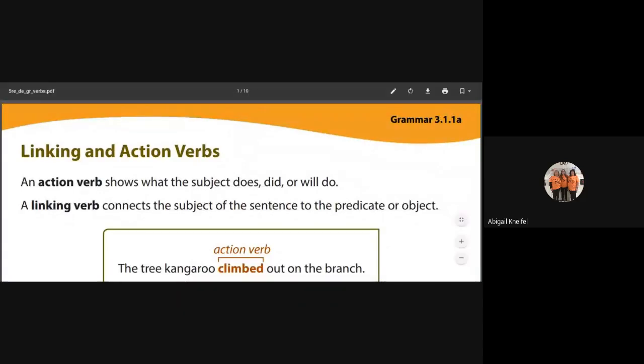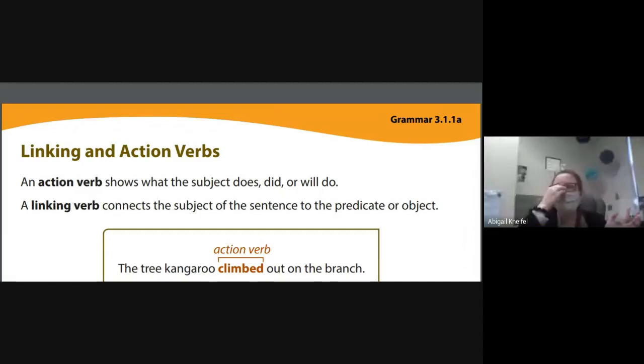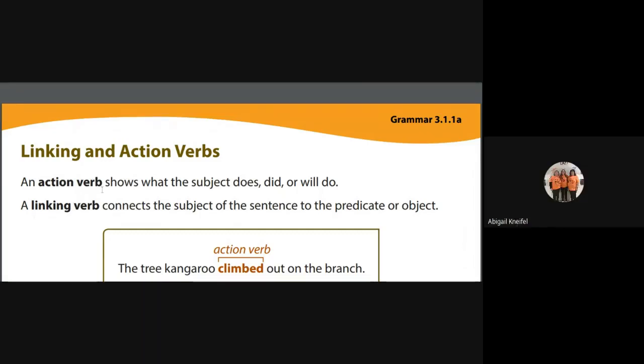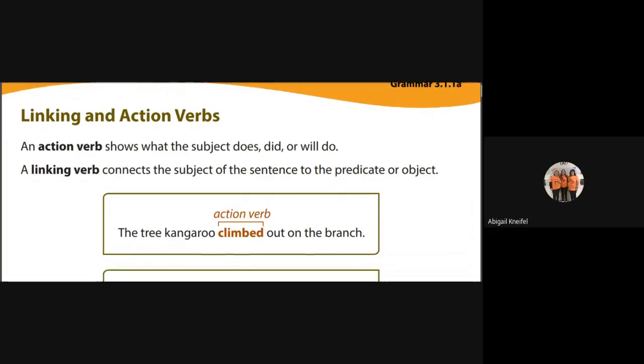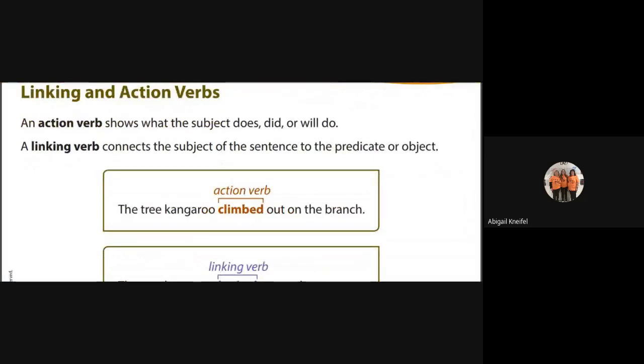The first part of verbs we're going to talk about are action verbs. Action verbs are normally what we think of when we think of verbs. That's like our normal thought. An action verb shows what the subject does, did, or will do. A linking verb connects the subject of a sentence to a predicate or an object.